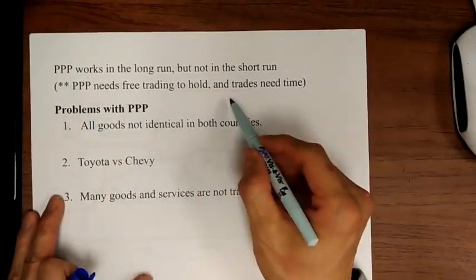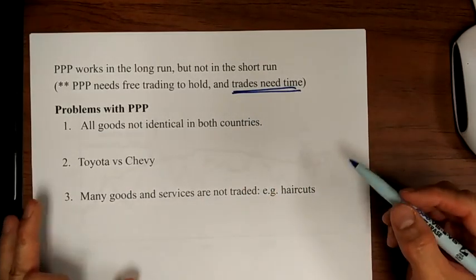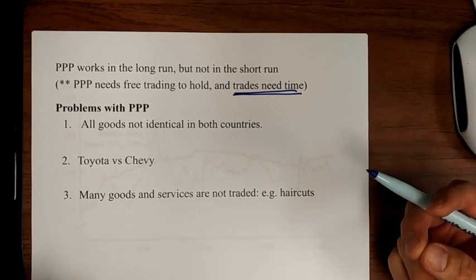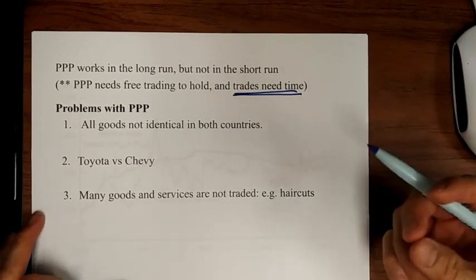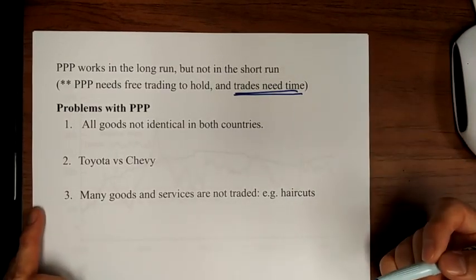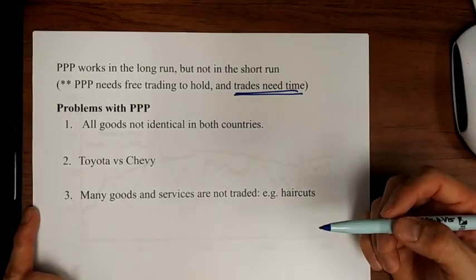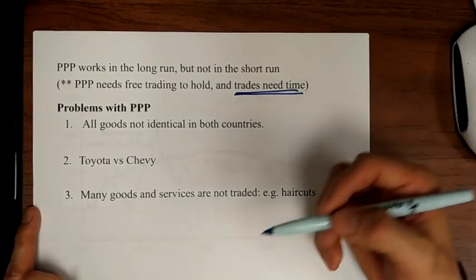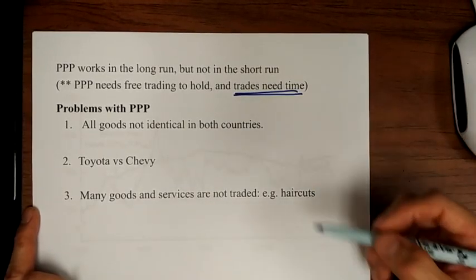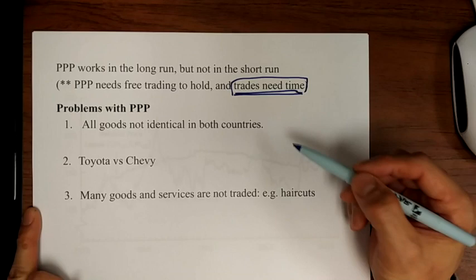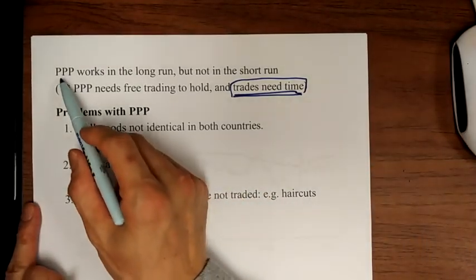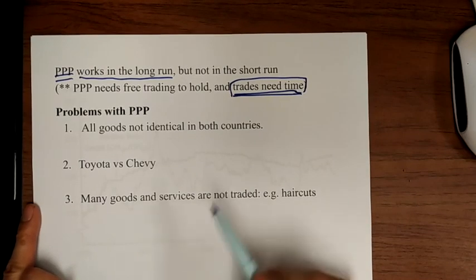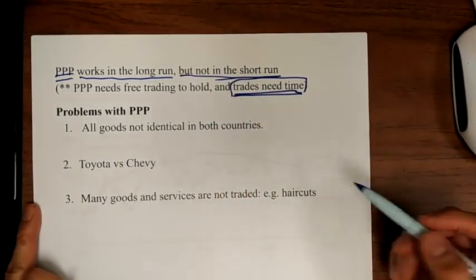And trade needs time. You cannot get the furniture from China in 1 second, in 1 minute, in 1 day. No, they have to ship the furniture, and it will take 30 days, 2 months to ship the furniture here. So trades need time. Therefore, purchasing power parity will only work in the long run, not in a short period of time.